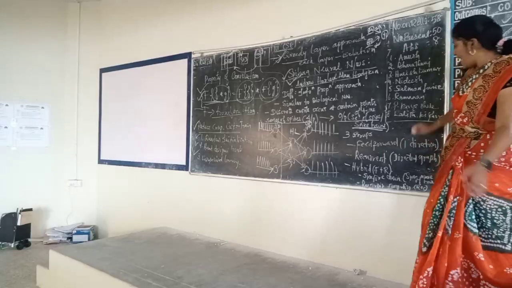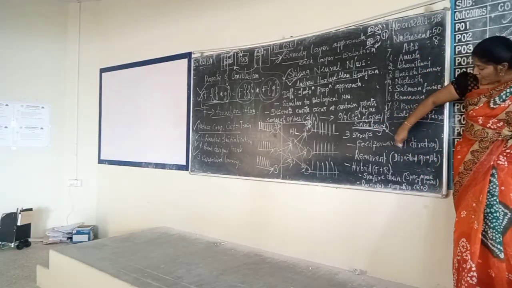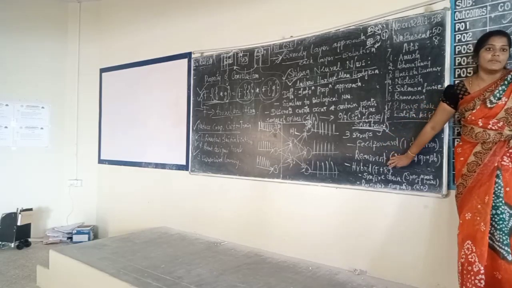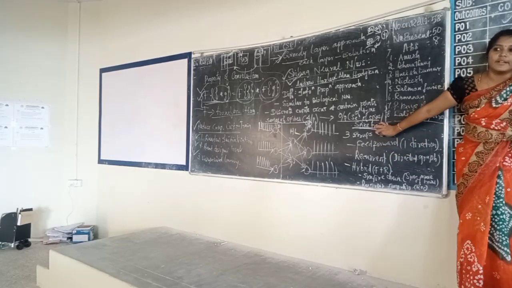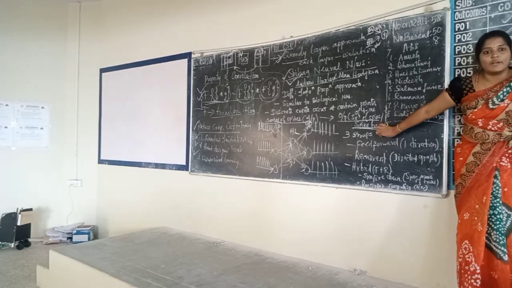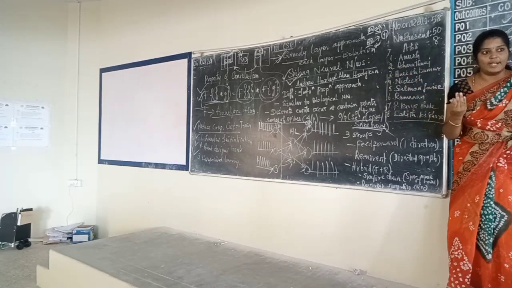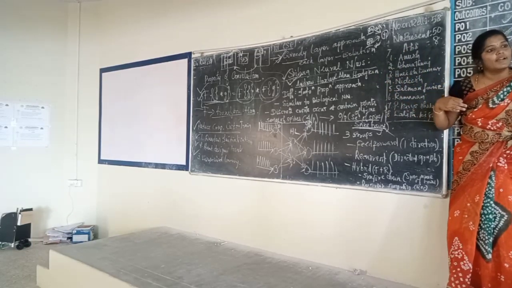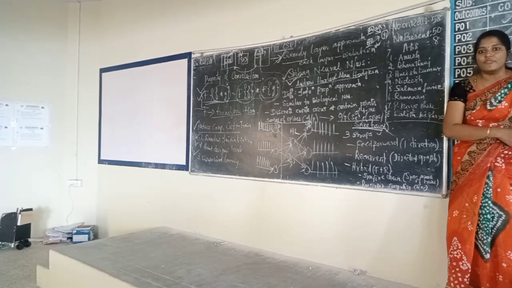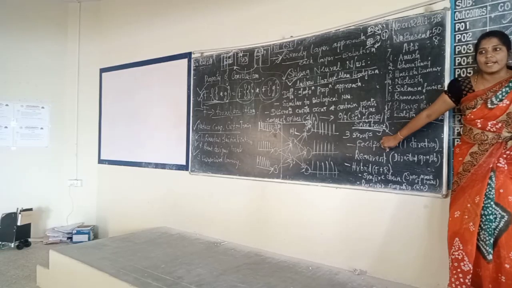Here also we can have three groups of neural network: feed forward, recurrent, and hybrid. What is meant by feed forward? It moves only in one direction. Starting from the input through different hidden layers, then we are getting the output. That is feed forward, only one direction. Next one is recurrent.